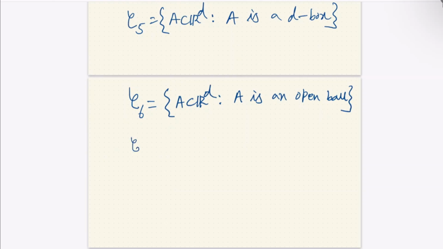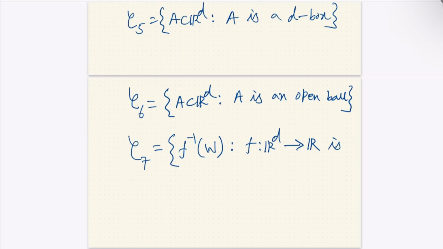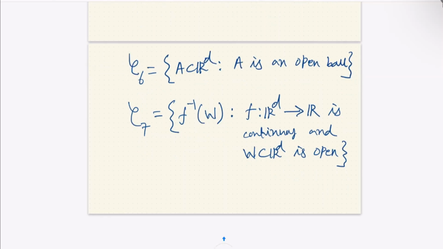And one more. You can try all these things, we have seen them in our metric space. The inverse image F inverse of W, such that F is a mapping from R^d to R that is continuous, and W, a subset of R, is open. Now this is a very interesting one because we deal with this in our neural networks.